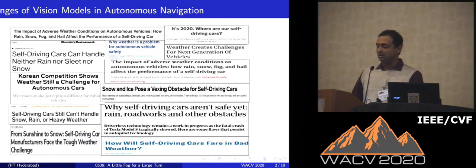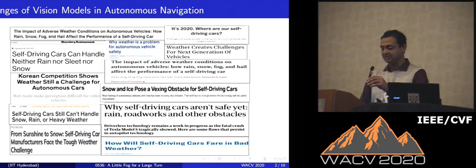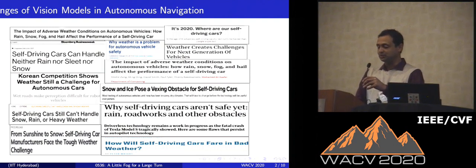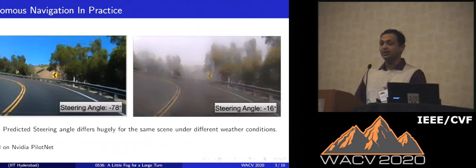Autonomous navigation models typically use data collected in ideal sunny weather conditions, and as you can see in all these news reports, they unfortunately do not work well in fog and other conditions. Just to demonstrate this, when you take a state-of-the-art network, PilotNet, and use the same scene under different weather conditions, the predictions differ by nearly 1 radian, almost 60 degrees. This shows that these models are still not ready for deployment when the weather changes are significant.